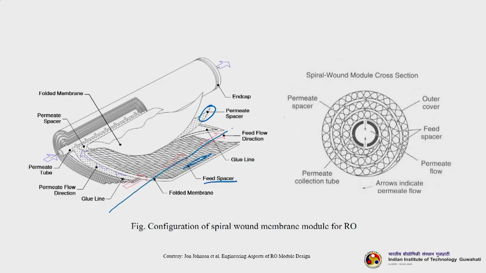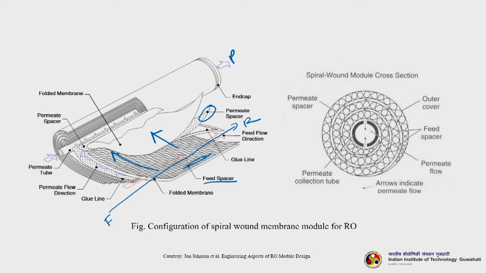The job of the feed spacer is to distribute the feed across the entire membrane, so that there is no dead space and the entire area is utilized. The feed flows in this direction, and you get the retentate here. So this is the feed flow, however, your permeate is flowing in this direction, and you get the overall permeate here.